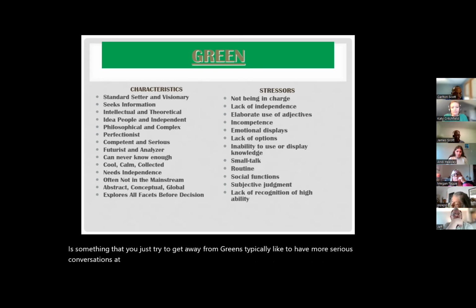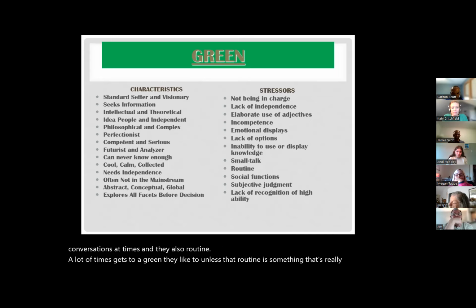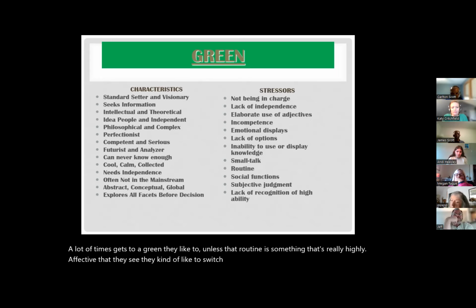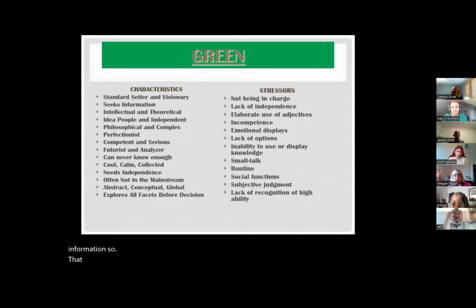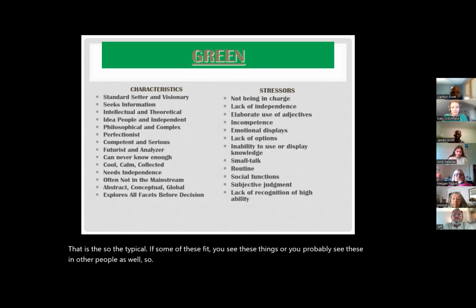And routine a lot of times gets to a green, unless that routine is something that's really highly effective. They like to switch things up when they get more information. So if some of these fit you, you see these things, or you probably see these in other people as well. So, next color.